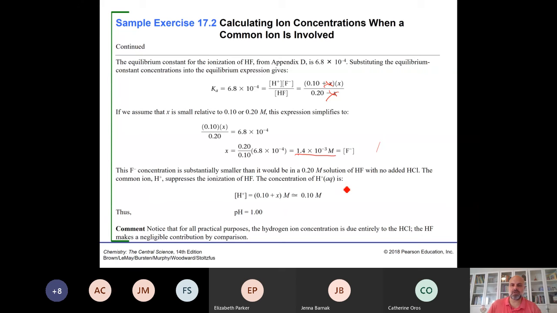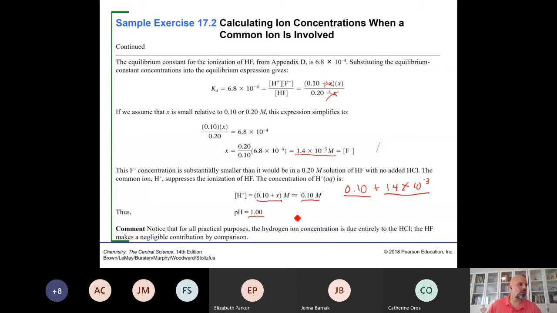So if we did all that, it's 0.10 plus 1.4 times 10 to the minus 3. You can see essentially this small x concentration is essentially non-existent. It's not going to affect the proton concentration. So this simplifies greatly, so that the proton concentration is essentially equal to 0.10 molar, which gives us a pH of 1.00.